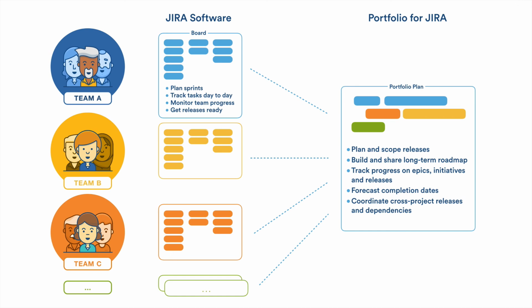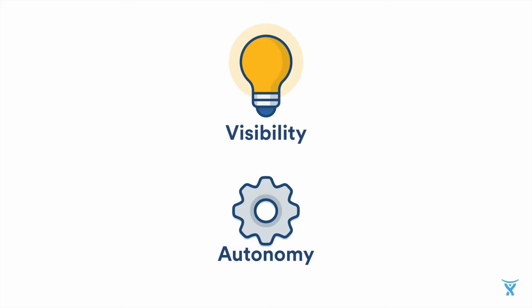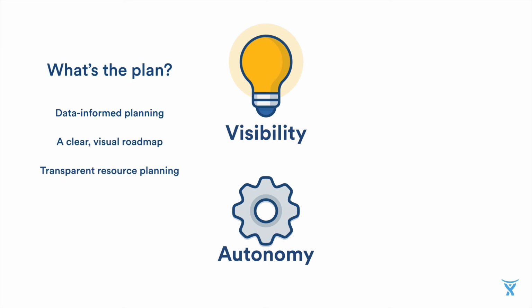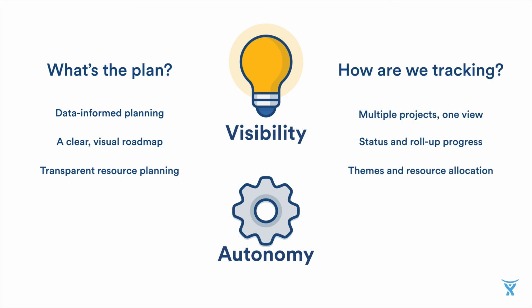Individual teams do their work as they are used to and as they're familiar with JIRA. In JIRA software, on their boards, they plan sprints, track their day-to-day work. Portfolio for JIRA rolls that up into what we call a portfolio plan. Portfolio plans help to plan and scope releases, build and share a long-term roadmap, track progress on epics and initiatives, forecast completion dates, and also coordinate cross-project releases and dependencies. This really allows to strike this crucial balance between autonomous teams, but also providing visibility on top of that by having a transparent picture of what's the plan, as well as how we are tracking towards that plan.